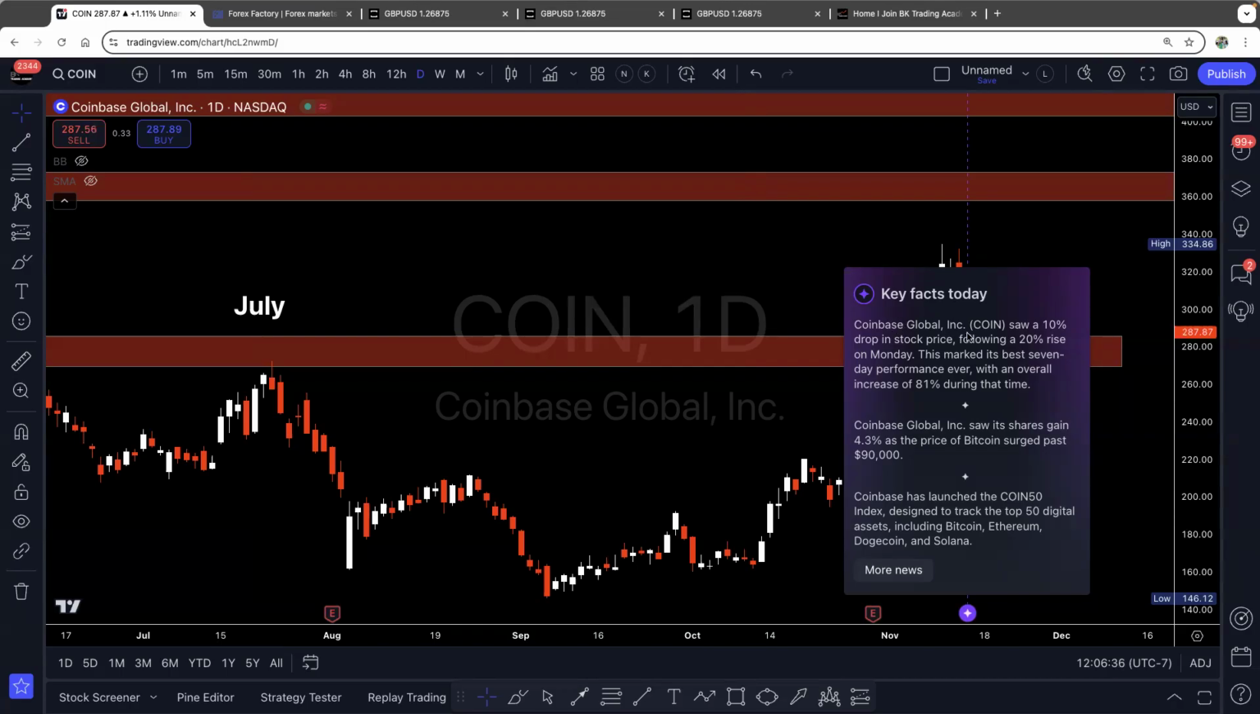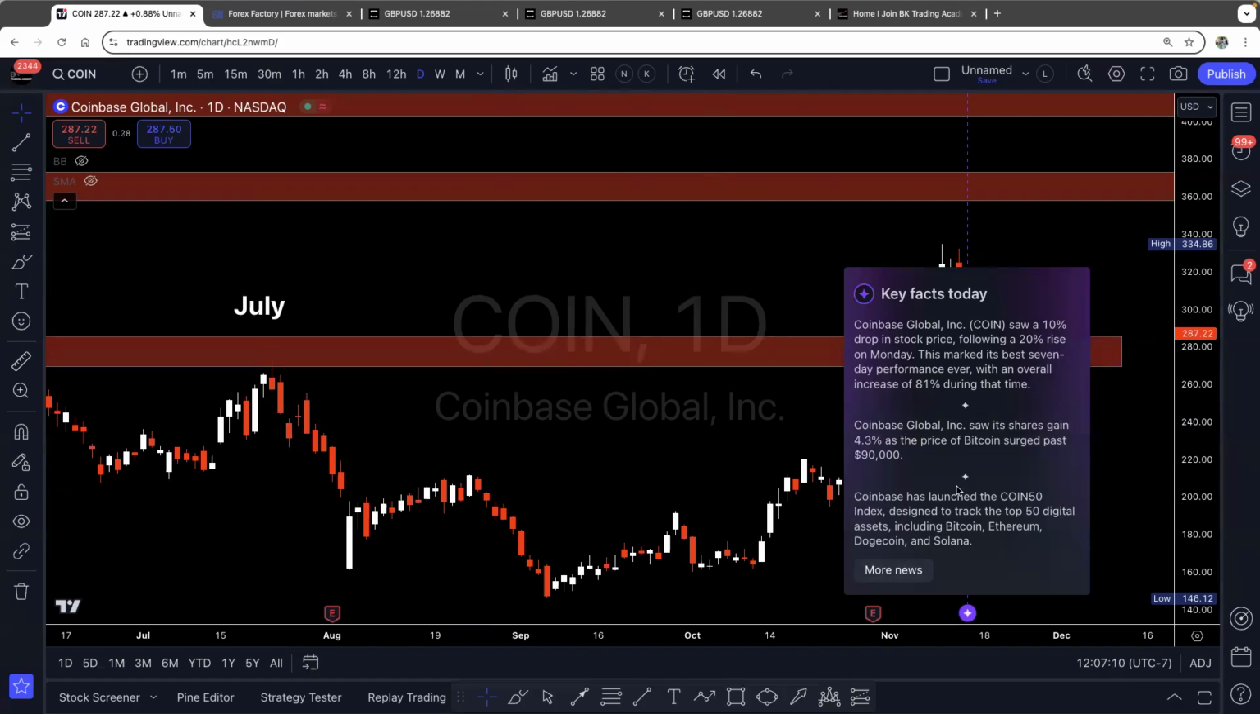It says Coinbase Global Inc., also known as Coin, that's their ticker symbol, saw a 10% drop in stock price following a 20% rise on Monday. This marked its best 7-day performance ever, with an overall increase of 81% during that time. Coinbase Global Inc. saw its shares gain 4.3% as the price of Bitcoin surged past 90,000. So Silmat was correct. Knowing some history, knowing some high impact news, knowing what's going on with the company plays a huge role.